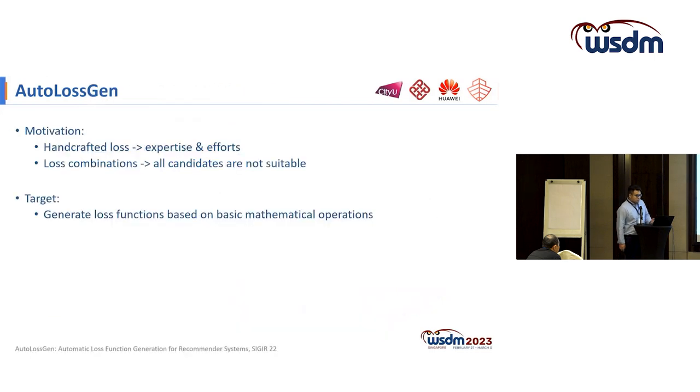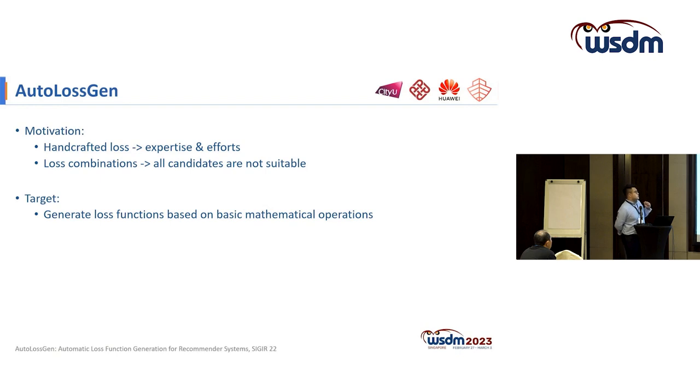And next, I want to introduce AutoLossTrain. Existing loss function automated machine learning works mainly focused on combining different losses and some effective loss functions, such as MSE loss, which is designed by human experts. This kind of handcrafted loss takes significant expertise and effort. So to generate the loss function, this work is proposed.